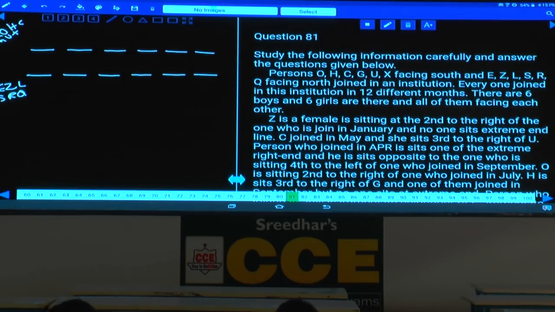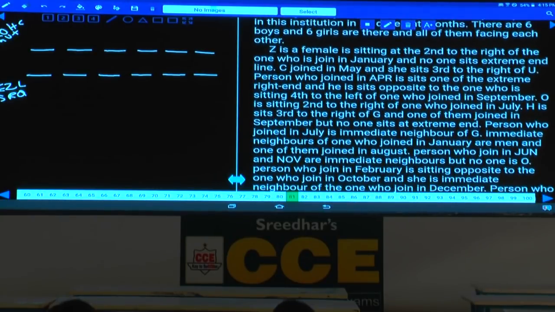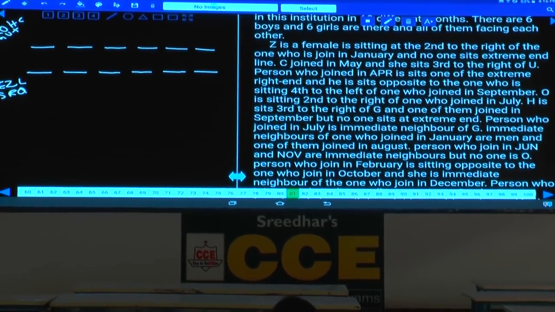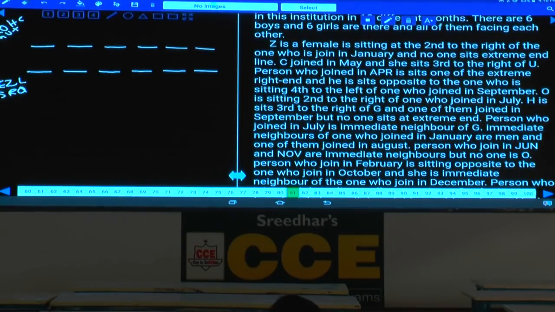Now Z is a female and is seated second to the right of the one who joined in January. Z, a female, is seated second to the right of the one who joined in January, and no one sits at an extreme end. None of these two persons is at an extreme end. Who are those two? Z and the person who joined in January are not at any end. Clear now?